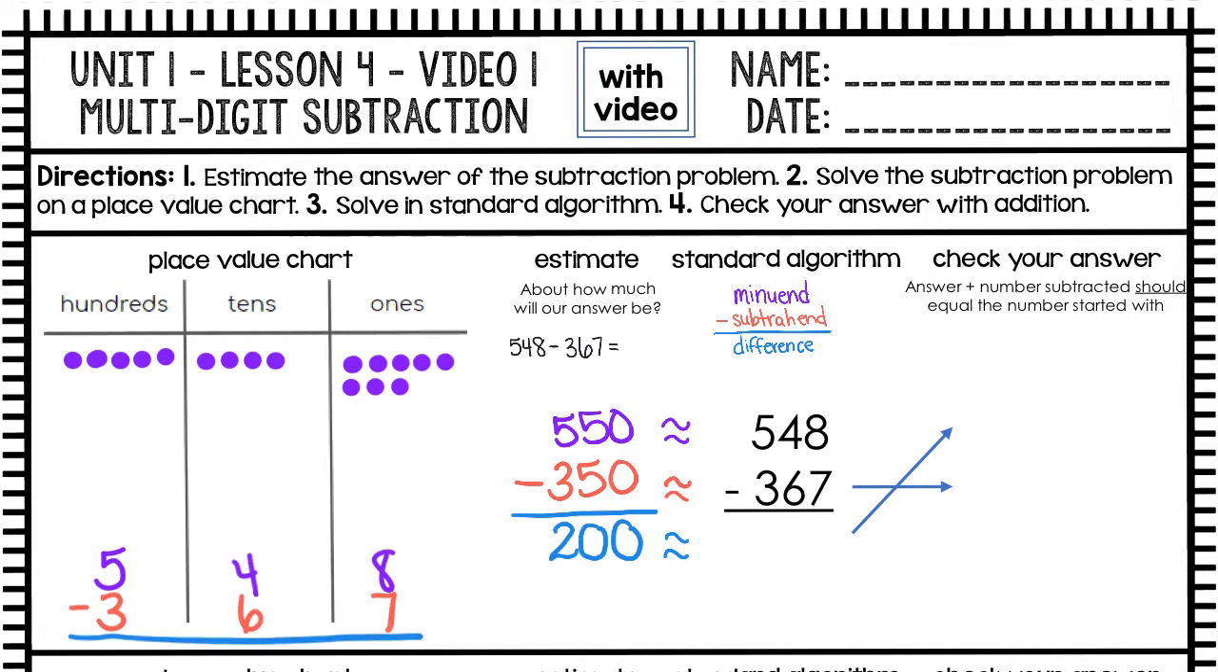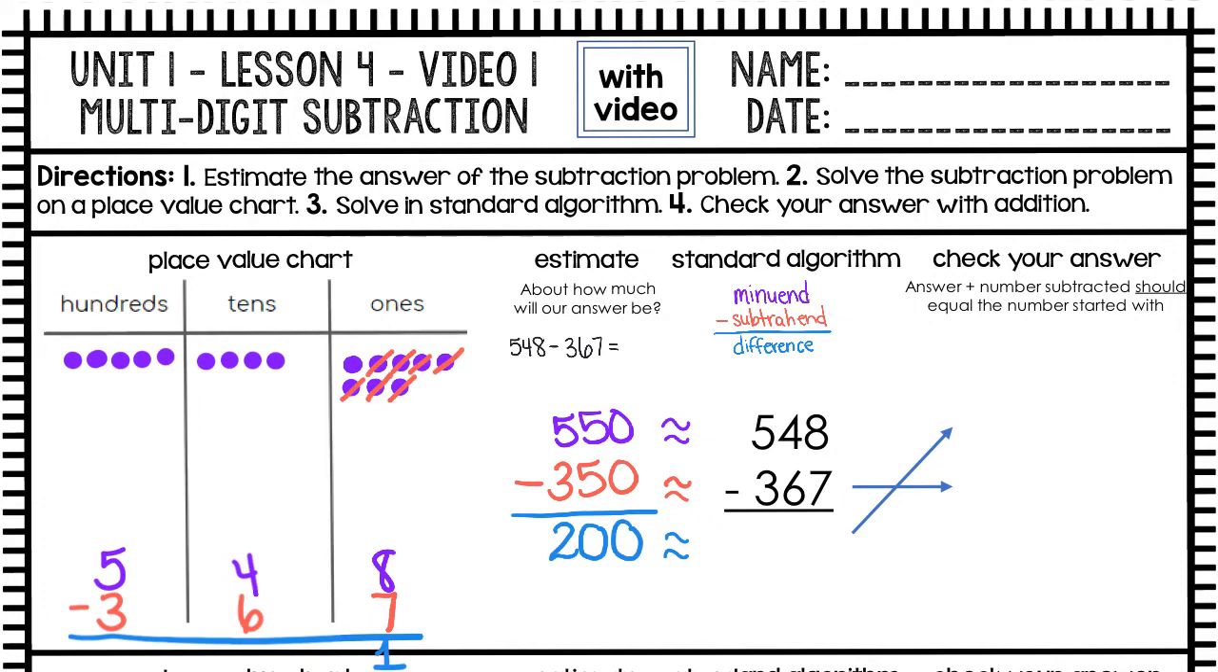When we subtract, we begin in the ones. So we have 8 in our ones place, and we're taking away 7. So I have 8 in my ones place. Can I take away 7? Yes, I can. I'm going to cross them out. 1, 2, 3, 4, 5, 6, 7. I am left with 1 in my ones place.